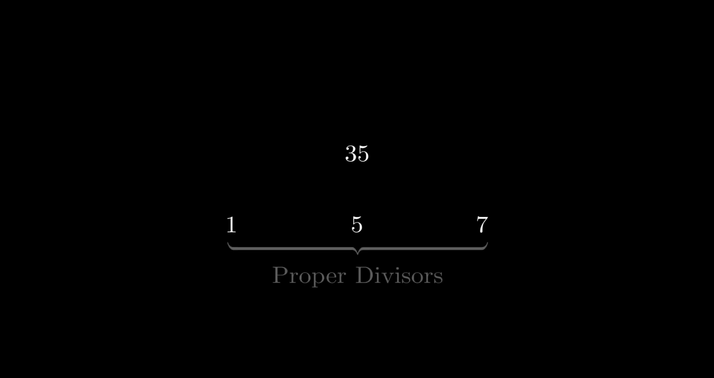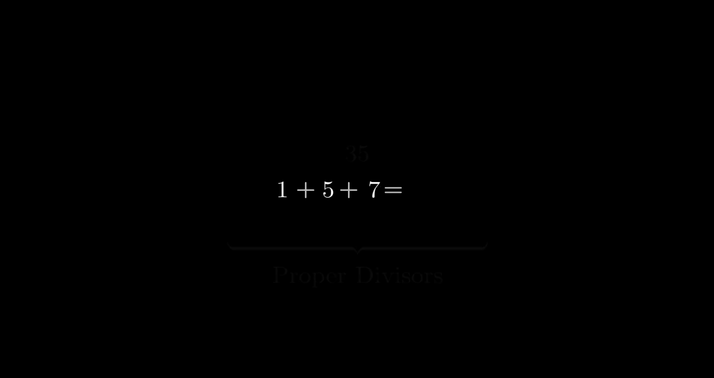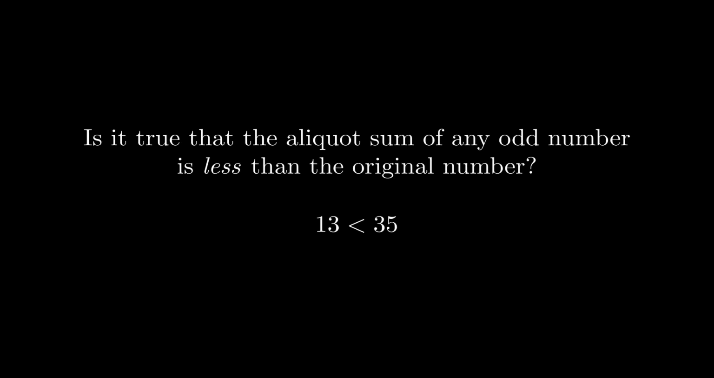Take an odd number and list out all of its divisors that aren't itself. These are its proper divisors. If you add all of those proper divisors together, we get the aliquot sum of our original number. Now, is it true that the aliquot sum of any odd number is less than the original number?